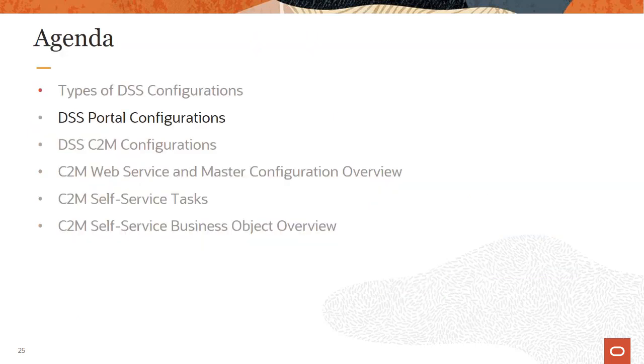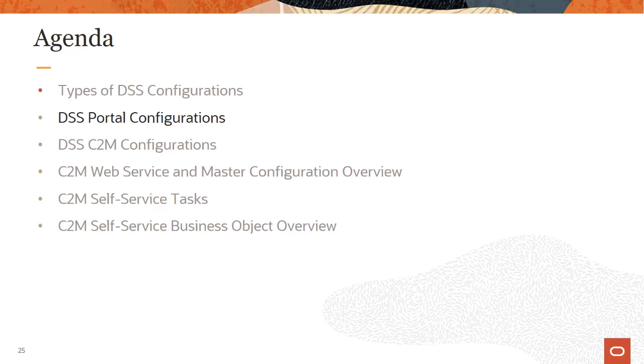Now that you understand the different types of configurations, let's take a closer look at the specific configurations that need to be completed to integrate the digital self-service system with customer to meter. Typically, C2M configurations are completed before the DSS portal configurations. However, we're going to take a look at the portal and how it is configured before looking at the back-end configuration that is done in the C2M system.